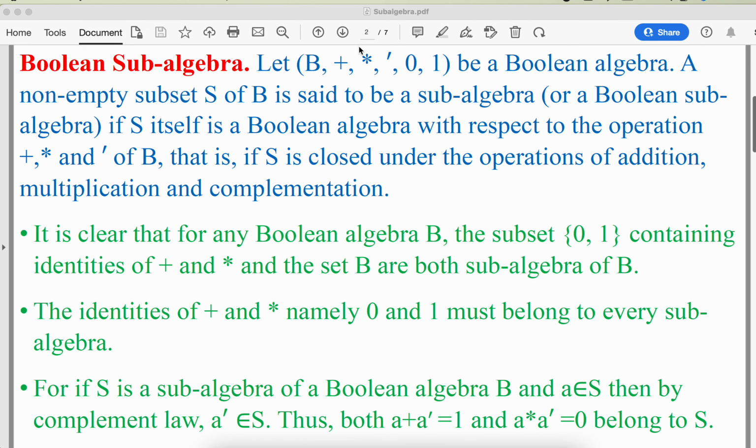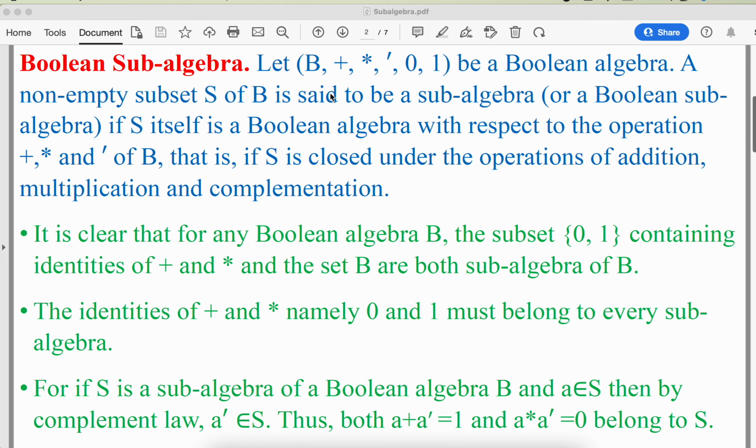Then a non-empty subset S of B is said to be a subalgebra or Boolean subalgebra if S itself is a Boolean algebra with respect to the operations addition, multiplication and complementation of B. It means S is a subalgebra if it is closed with respect to the operations of addition, multiplication and complementation which are defined on the set B.